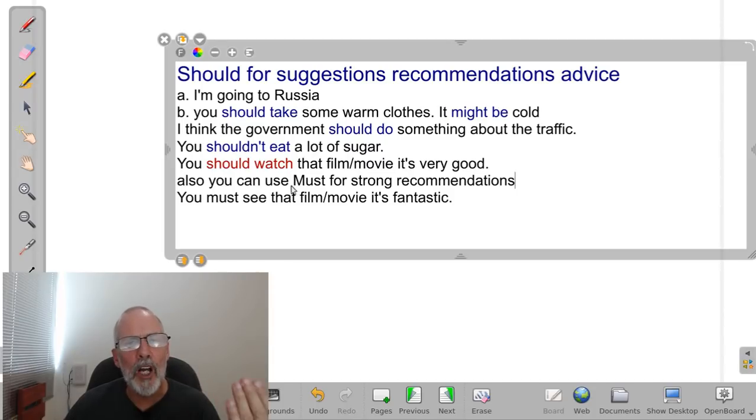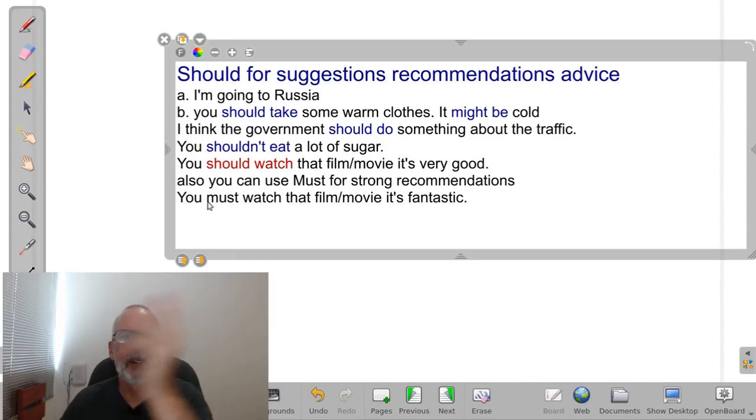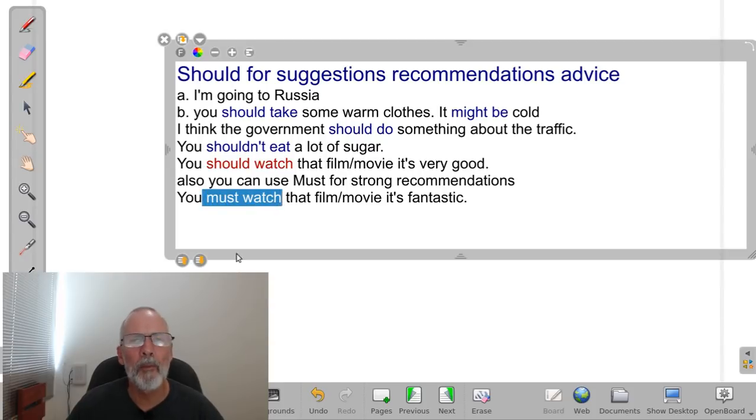We saw earlier that we can use must. Must is for obligations. But you can also say something like this: you must watch that movie or that film. It's fantastic. Here obviously this is not an obligation, as we saw earlier with must, but we can also use must to make recommendations. So I think that's covered everything on those. Let's have a look at the next page.